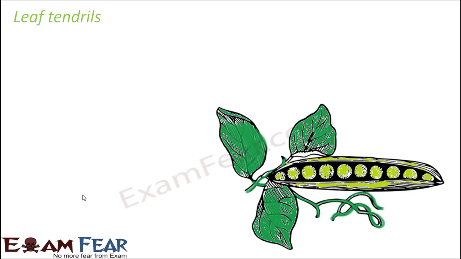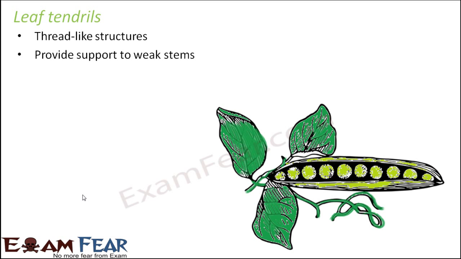Stem tendrils were present in climbers like the grapevine, whereas leaf tendrils are present in plants like the pea plant. These are thread-like, flexible, coiled structures, and they can attach themselves to any object, and thus help the plant to climb. They provide support to weak stems. Since it gets coiled over some object, it provides mechanical support to the plant. So even if the stems are weak, additional support will be provided with the help of the leaf tendrils. They act as climbing organs. Example: pea plant.